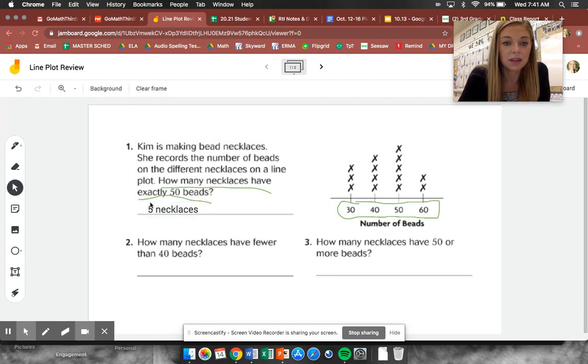Perfect. I'm just going to circle my answer. If you're in my class, you know that I love for my students to circle their answers.